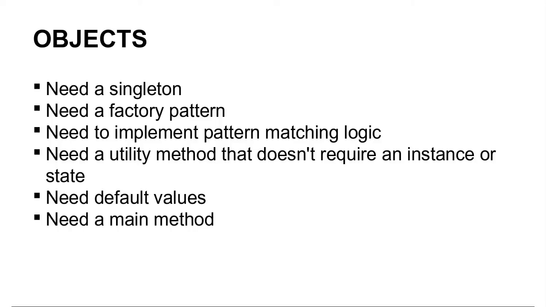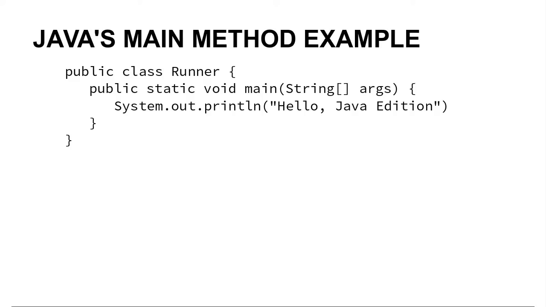A main method is an entry point to a program. In other words, where the program starts. Since Scala is a JVM language and a static type language, let's first take a look at what a main method in Java looks like. So here's Java's main method. Public class runner, public static void main string args, and I have a system out print line.